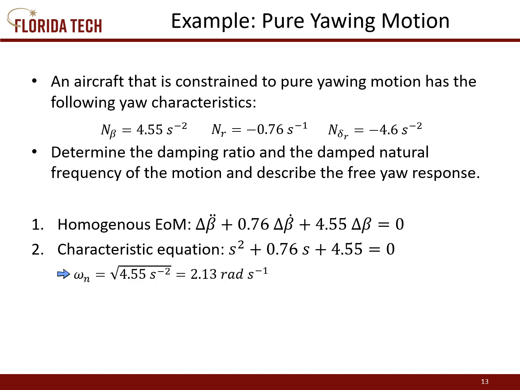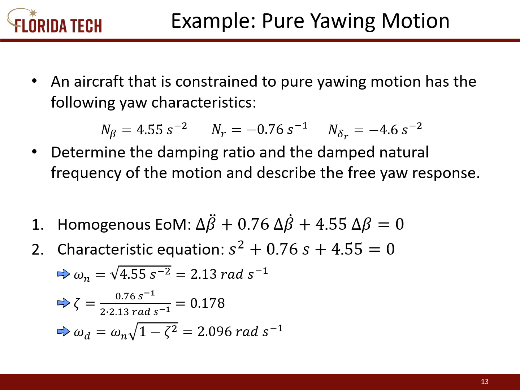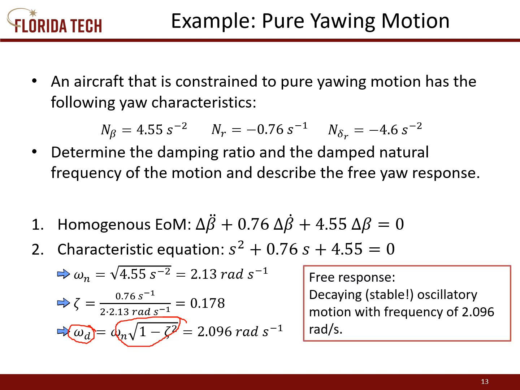We can easily solve that, and it'll turn out that the natural frequency is 2.13 radians per second. Damping ratio is 0.178. Once I know natural frequency and damping ratio, I can substitute those in here and get our damped frequency. In this case, it's 2.096 radians per second. So we know that the free response is decaying, which is stable, that's good, but it's oscillatory motion with a damped frequency of 2.096 radians per second.